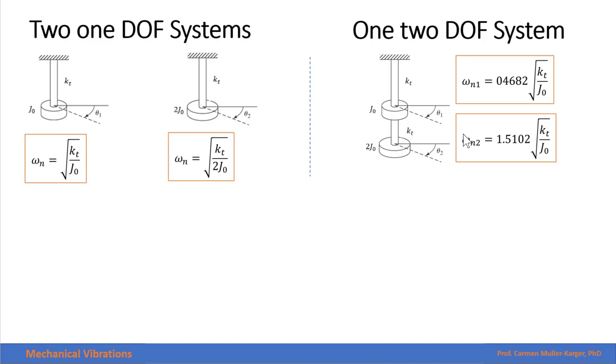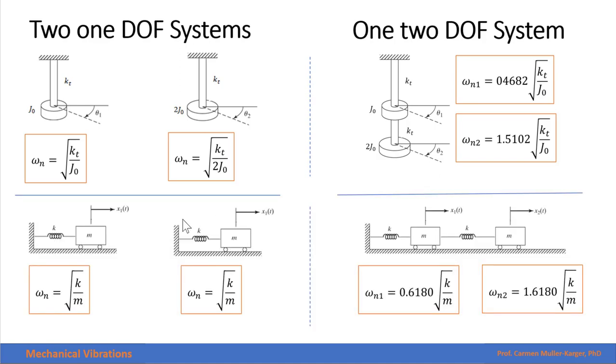So it's very important to understand that when we have a 2 degree of freedom system, we have to calculate the new natural frequencies. The same happens with a translational system. If we have a 1 degree of freedom system, and we compose it into a 2 degree of freedom system, the natural frequencies will be different from the original ones.